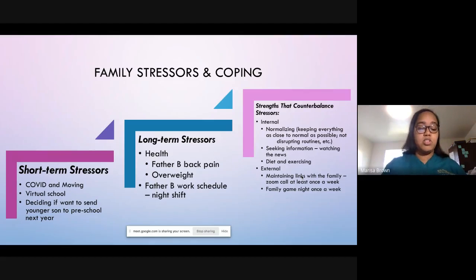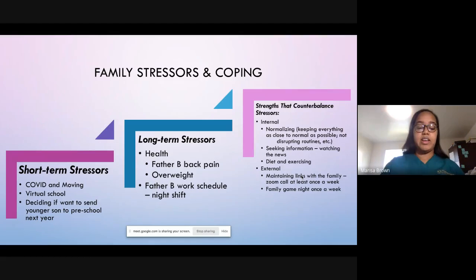Some long-term stressors are health. The father has back pain that inhibits him from certain activities at times, and the parents are overweight and trying to get back into shape. Another long-term stressor is the father's work schedule and the inconsistent changes from day to night shifts.